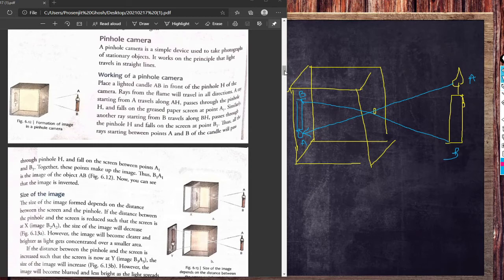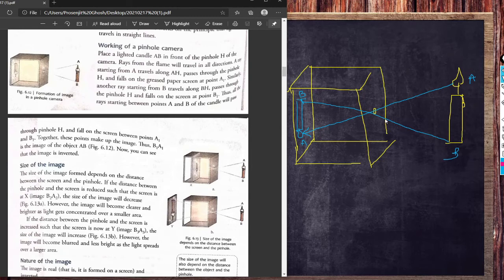If you notice one thing, if you move the candle further from or closer to the hole, you can see that the size of the image also changes. Why? Because by moving the candle, I mean the object position, the image position also varies. So remember that.